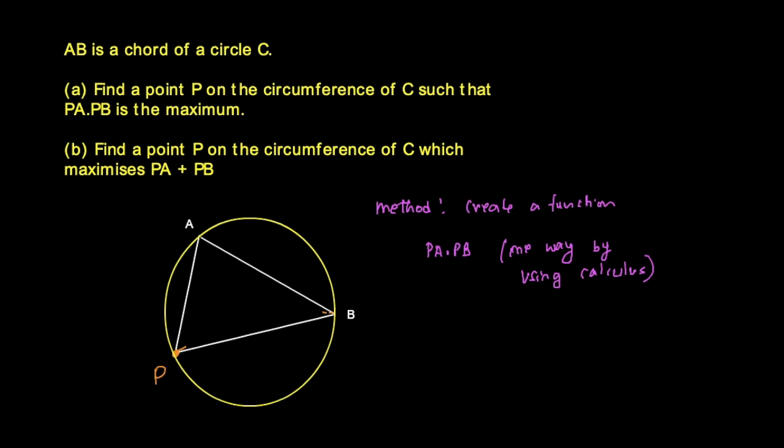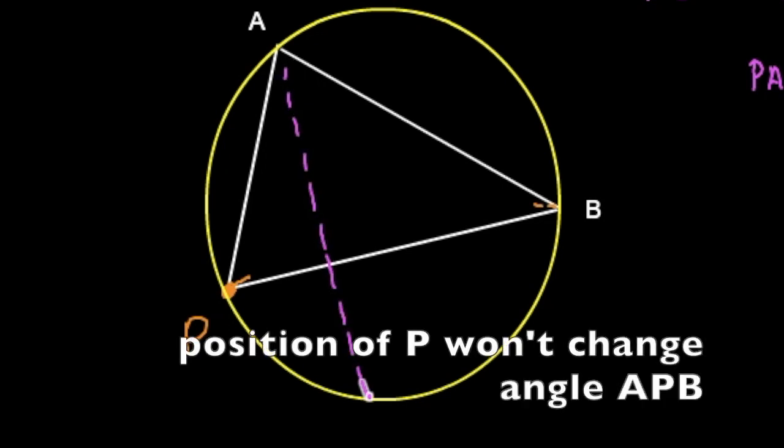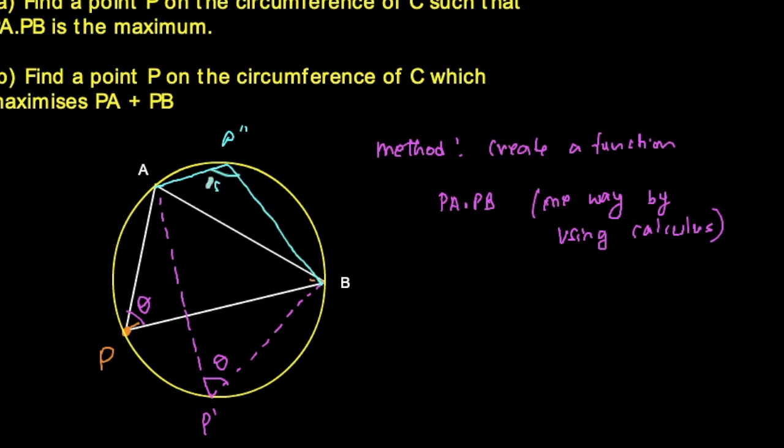So let's first look at the first part, where we want to find a point P on the circumference such that the product of PA and PB is maximum. First, notice that it doesn't matter where we put the point P. This angle here is always the same. So let's call this angle theta. It doesn't matter where we put the point P. So let's say P prime. This angle is always theta because of the angle subtended by the chord theorem. And if I do it on the opposite side, let's call it P double prime, then this is 180 degrees minus theta.